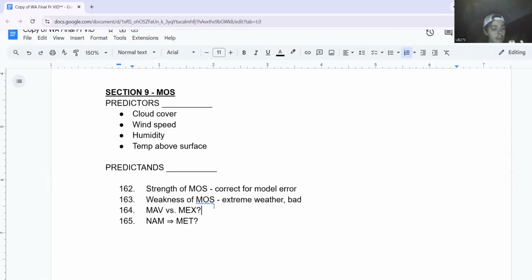We have MAV and MEX. MAV is your short range MOS, which is reported 4 times a day, and MEX is long range, and it's only reported 2 times a day. MET is basically the text-based product that we get if you're running through NAM.